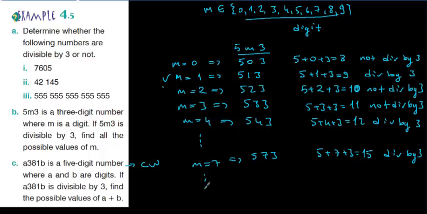The next number would be m equal to 10, but m cannot be 10 because 10 is not a digit. That's why m cannot be equal to 10. So the possible m values are 1, 4, and 7.